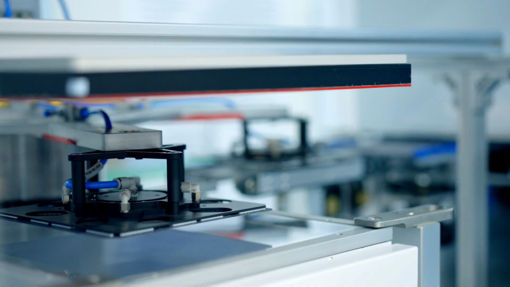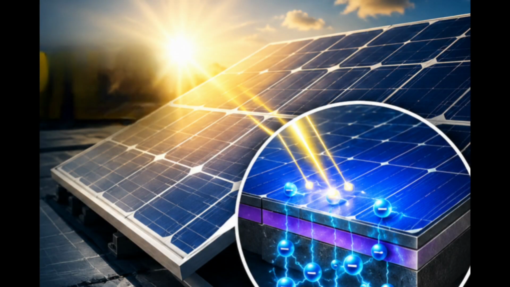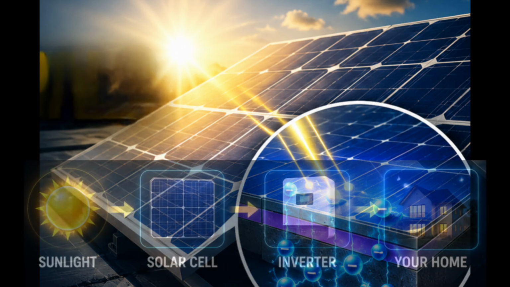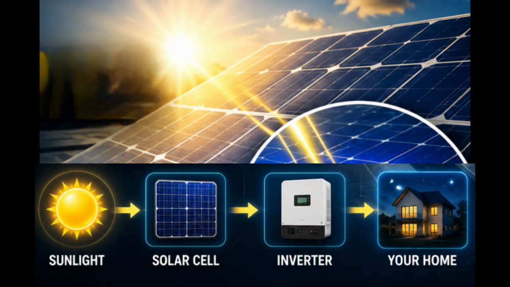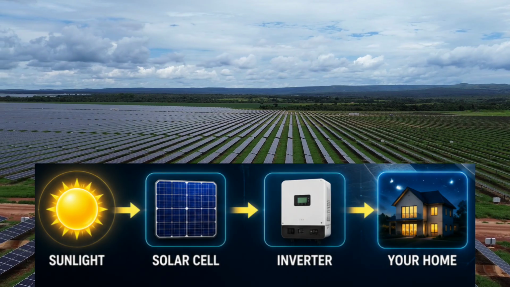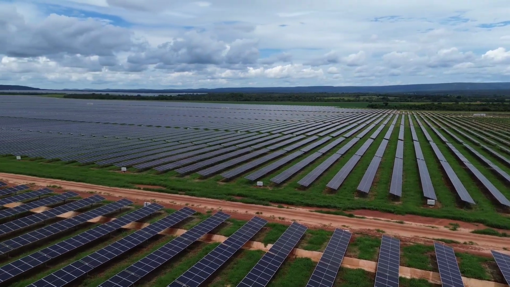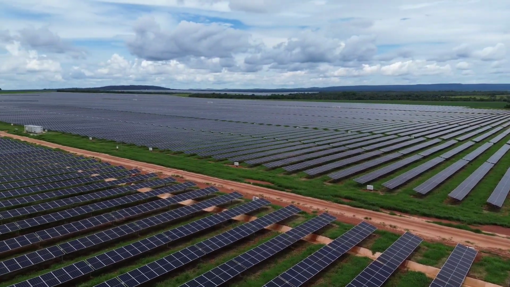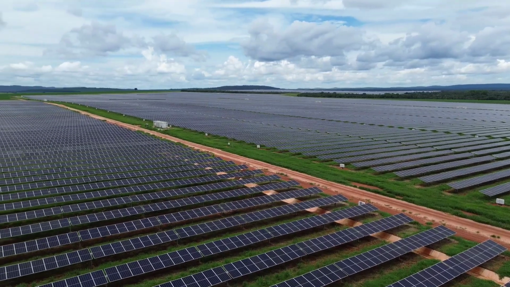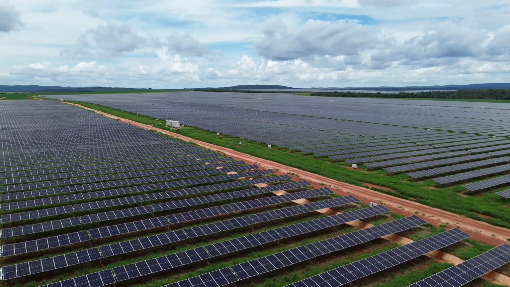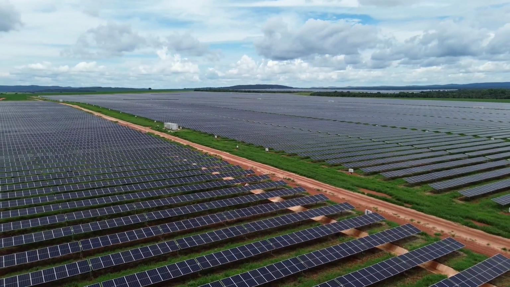So, to summarize, solar panels capture sunlight, photons transfer energy to electrons, the moving electrons create an electric current, an inverter converts that electricity into a form we can use. And finally, that electricity powers our homes, businesses, and devices. It's a simple idea, yet it has the power to transform the way we generate energy.